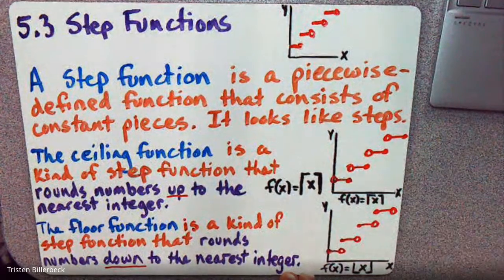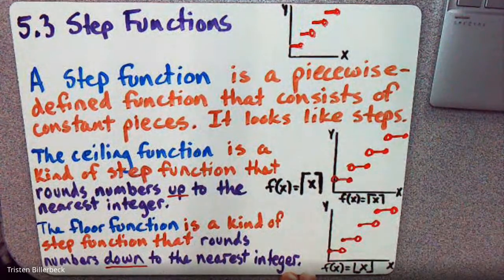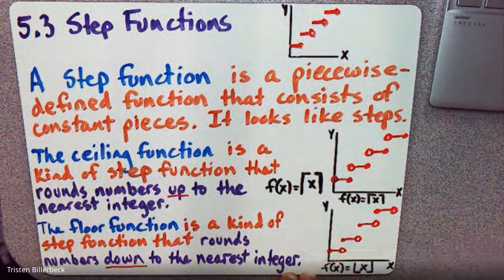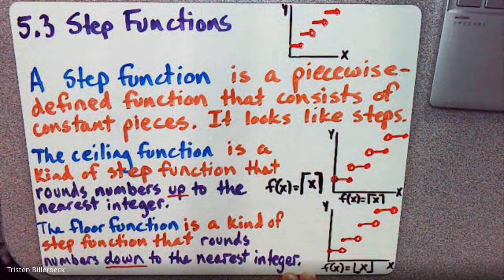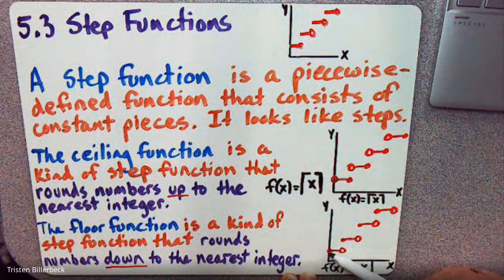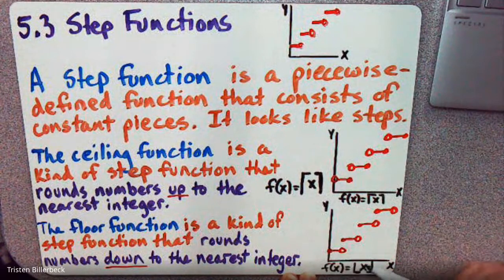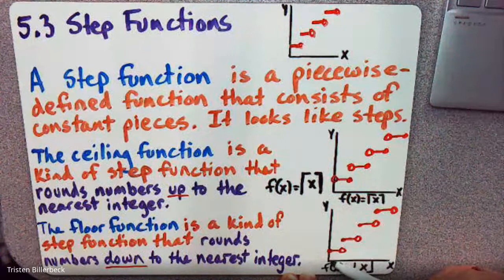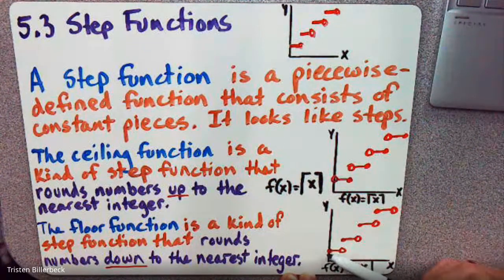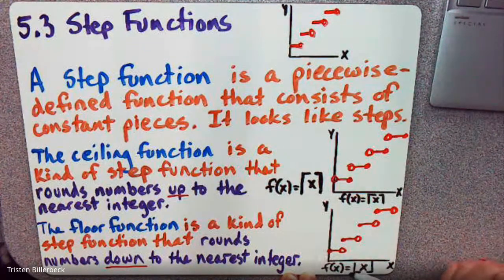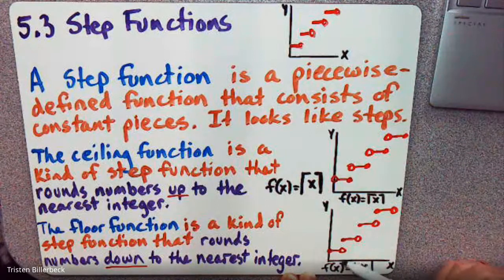Okay, so the floor function is the opposite of the ceiling function. It's a kind of step function that rounds the numbers down to the nearest integer. So now the included point is at the left side and the non-included point's on the right side. So if it's any of these x values, it rounds to the lower value, the constant value of y.